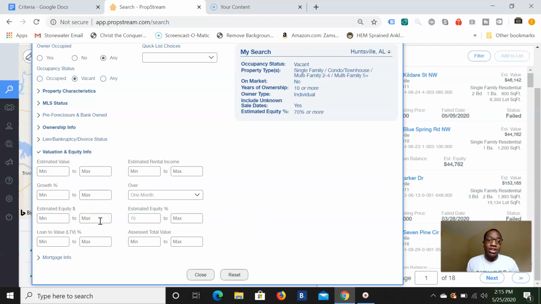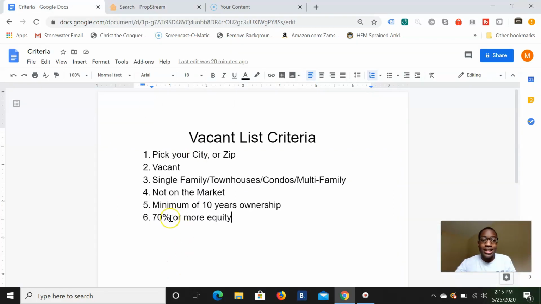This works especially during this whole crazy time. You don't want to be targeting highly priced properties, like a $1 million house, because maybe there's not a huge market for that house, especially during COVID and whatnot. So that is something to consider. And then, yeah, those are the 6 main criteria I would put. And just adding something else here, making sure it's an individual.